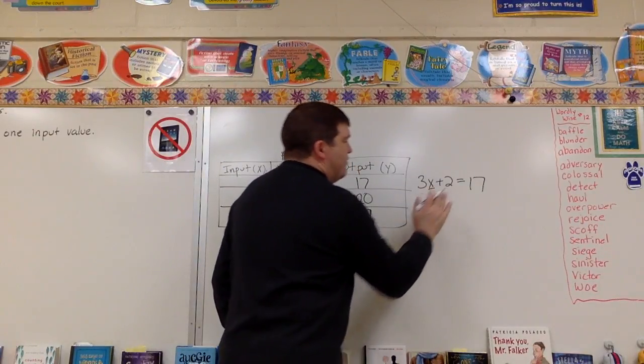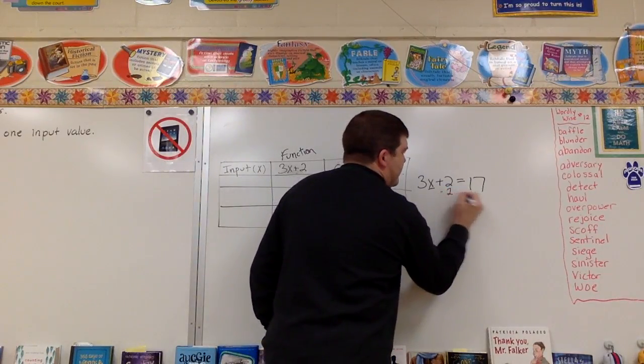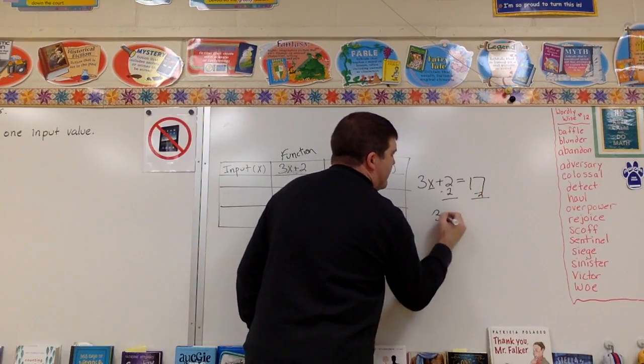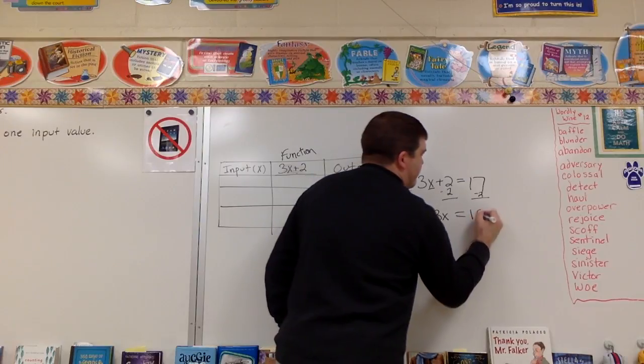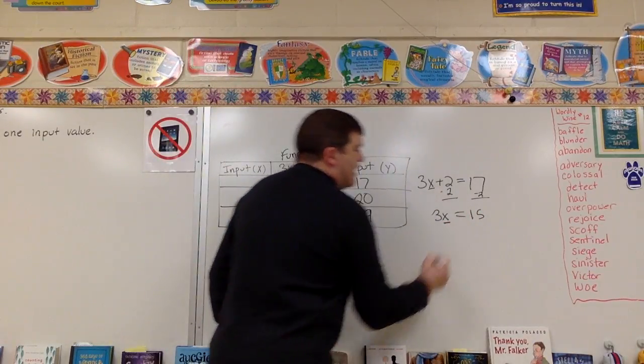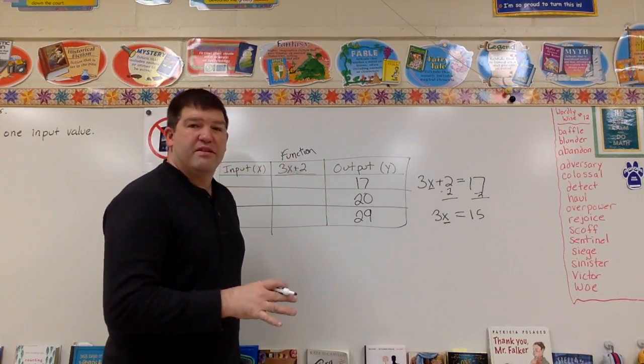I'm going to get rid of this 2 first. So minus 2 here, minus 2 here. That gives me 3x equals 15. Okay?